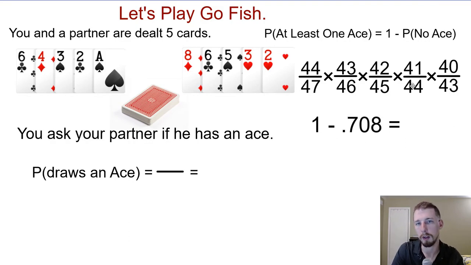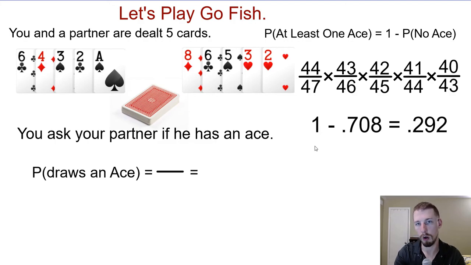So the probability that they do have at least 1 ace is going to be 1 minus that, which is going to give us 0.292. And that's the probability they had either 1 ace, 2 aces, or all 3 of the remaining aces in the deck. All right, so let's say that you ask your partner if he has an ace, and then he says no.